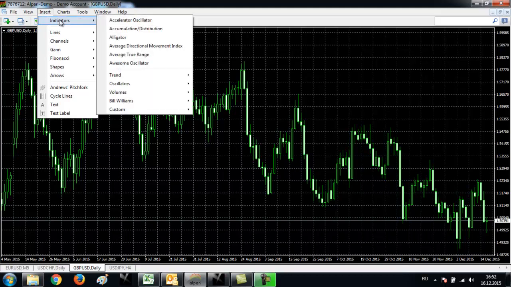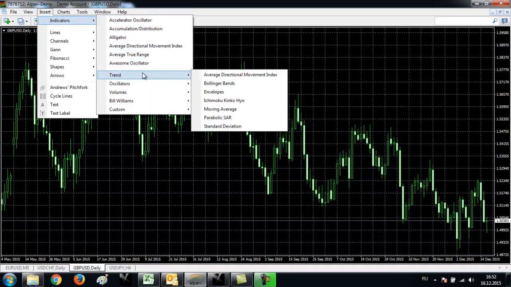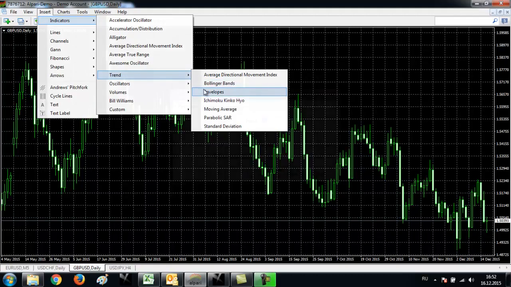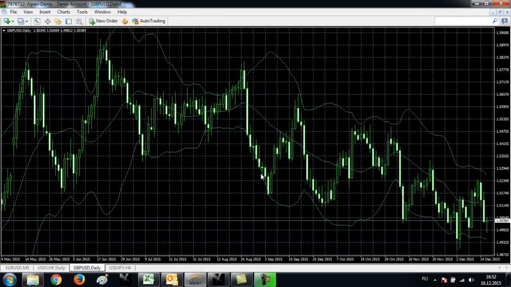Let's look at an example of volume analysis using an indicator such as Bollinger Bands. Let's put the default settings.